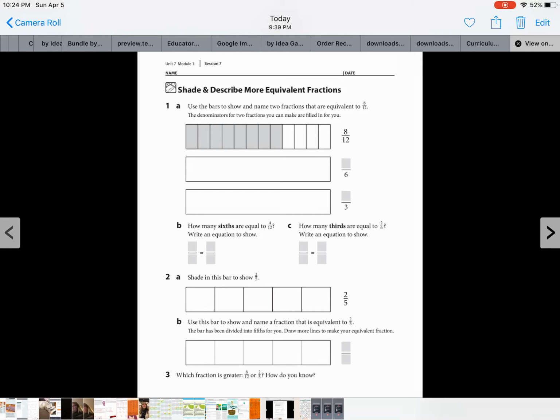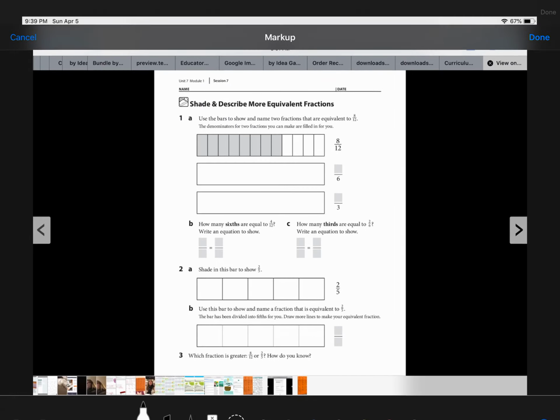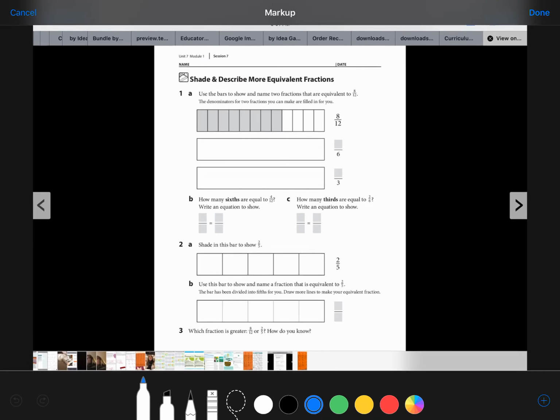The denominators for two fractions you can make are filled in for you. So I can see that in the first fraction, again, I can see that the denominator is 12, and I can see that that rectangle is cut into 12 equal pieces, and 8 of those have been shaded in.